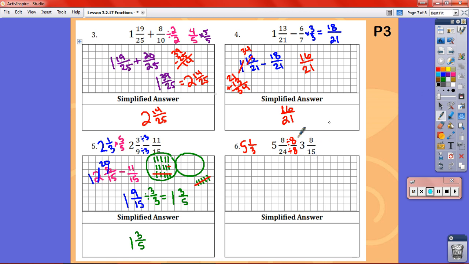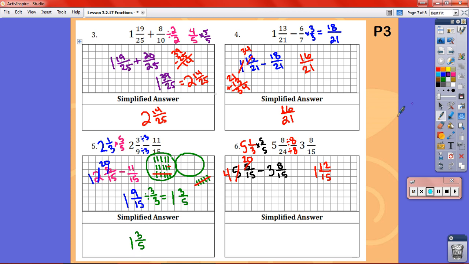Oh, we need 15ths. Let's go ahead and multiply by 5. So we end up with 5 and 5/15 minus 3 and 8/15. Now, I can't take 8 away from 5, so I'm going to need to borrow. If I borrow 1 from the 5, I have 4 left. 1 is 15 pieces. 15 and 5 makes 20. 20 pieces minus 8 pieces is 12 pieces. And then 4 minus 3 wholes is 1 whole.